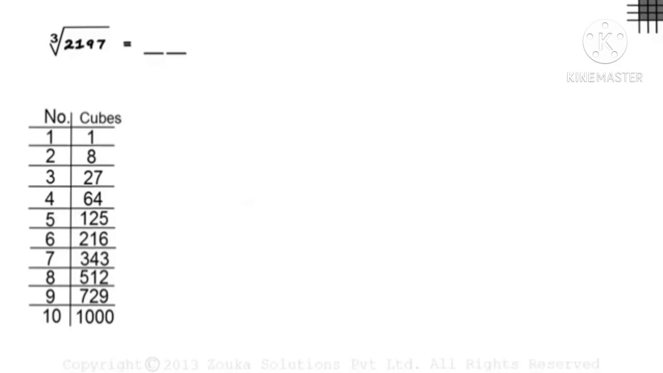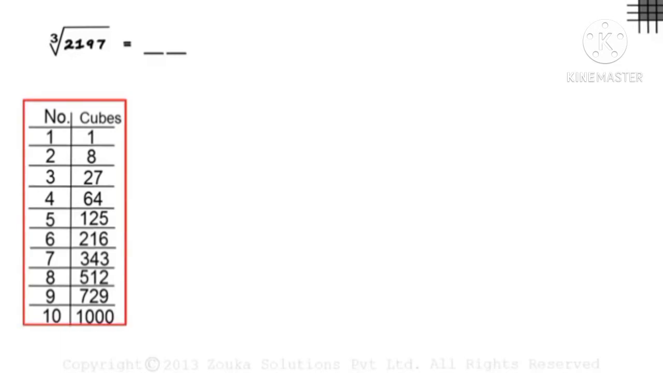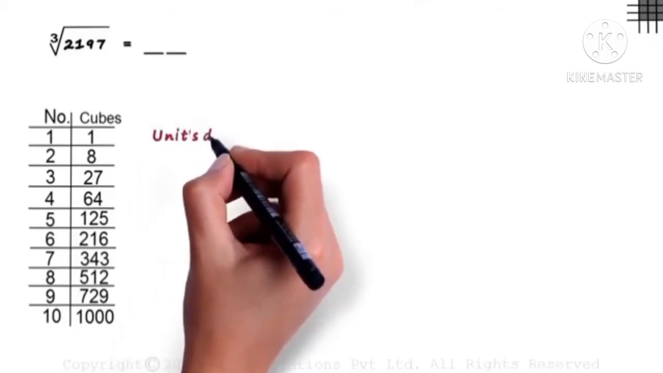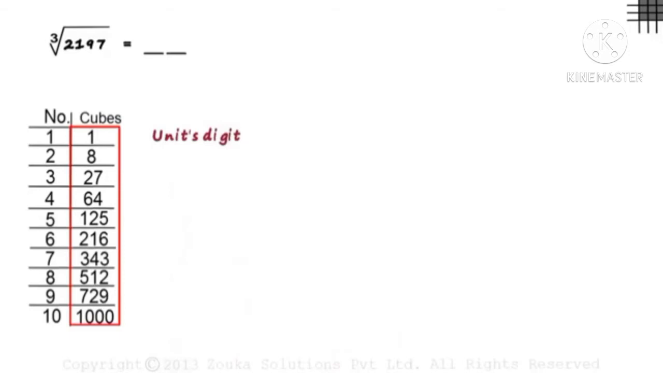So let's move on. Look at this table for a moment and think. Is there anything that stands out? Pause the video and think for a moment. This is what you should have observed. Look at all the unit digits of the numbers in the cubes column. They are all different from each other. All numbers from 0 to 9 are covered: 0, 1, 2, 3, 4, 5, 6, 7, 8 and 9. Knowing this fact will help you to understand the first step in our method.